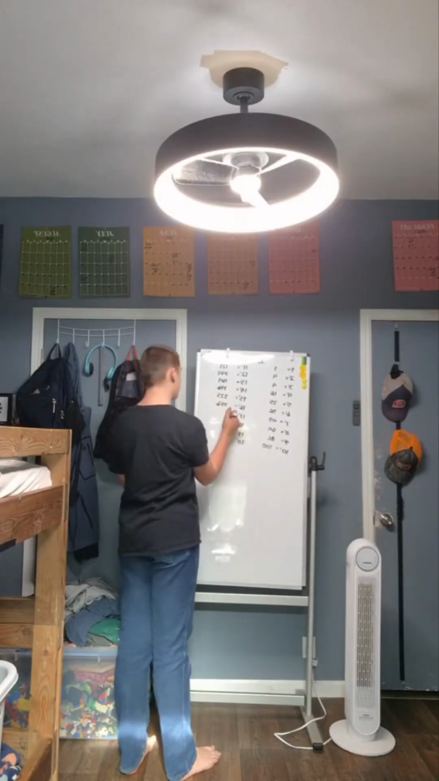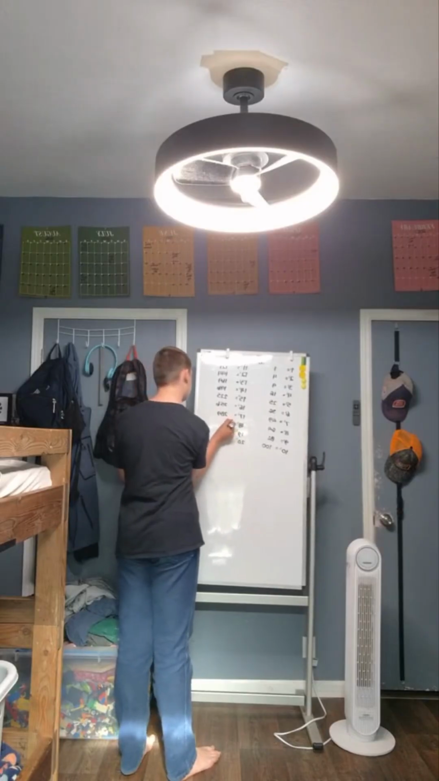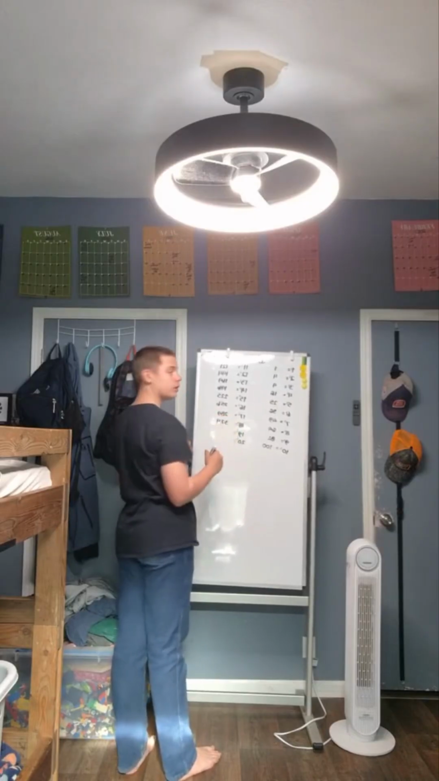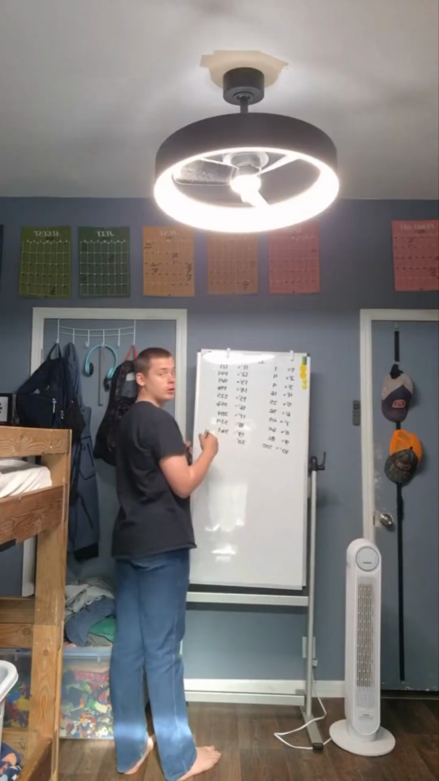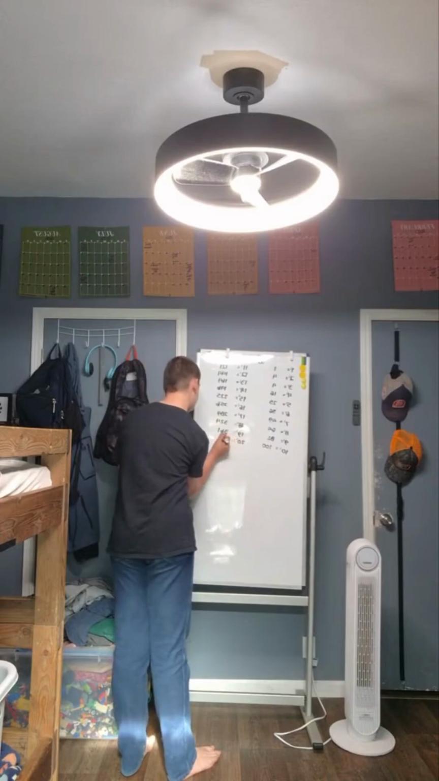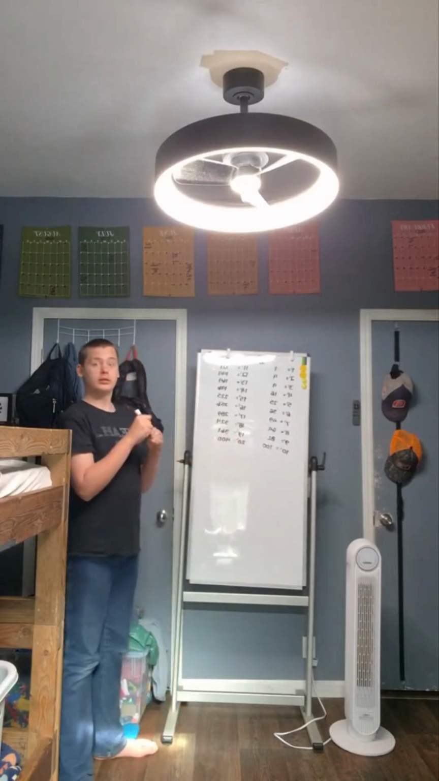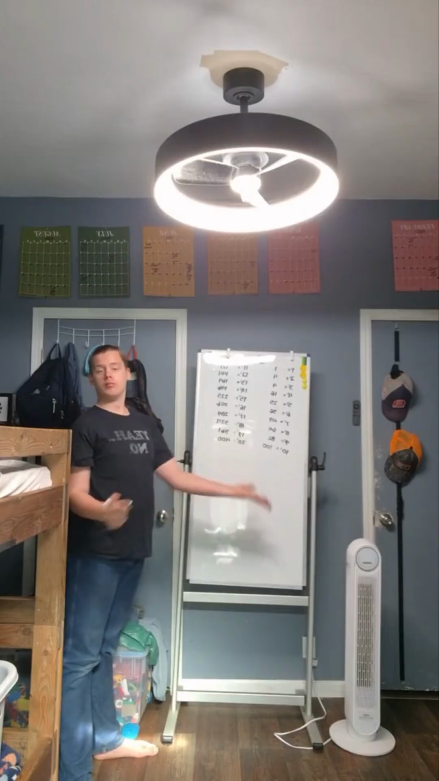16 squared is 256. 17 squared is 289. 18 squared is 324. 19 squared is 361. And 20 squared is 400. So why isn't 20 squared 200?